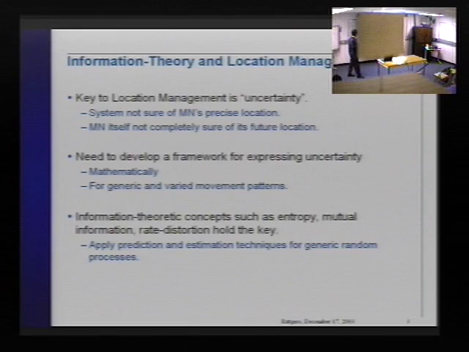So if you believe it's like that, then at that point, even the mobile itself is not completely sure of its future location, because if you think of the device, it doesn't know where the user is going with it. So the user even doesn't know where he's going.